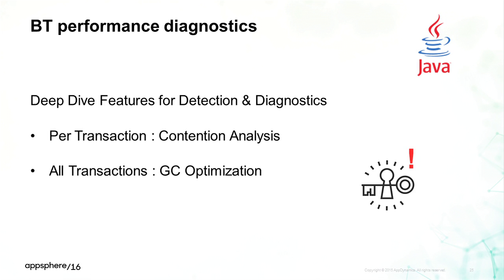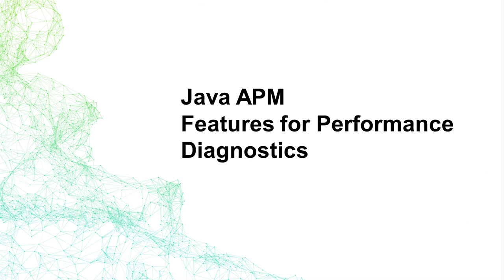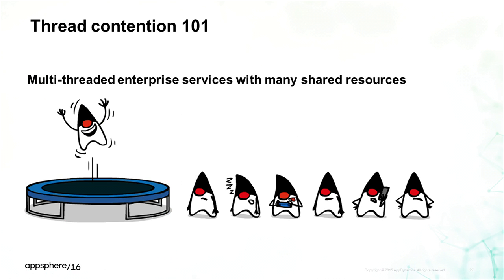Sometimes there are issues that impact all transactions, such as garbage collection performance. And we want to be able to surface more data to you there so that we can build more intelligence and eventually give more performance advising based on the information that we see. So let's first start with what we're doing with contention.